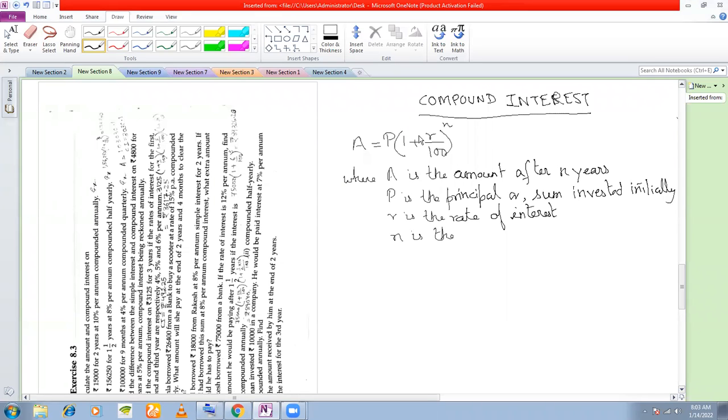Time of investment or period of investment, we express it in years. Now this formula will actually give you the amount. The compound interest you will have to calculate with the help of amount minus principal. So you subtract the principal from the amount and you will get your compound interest. So these two we shall be using in our sums.